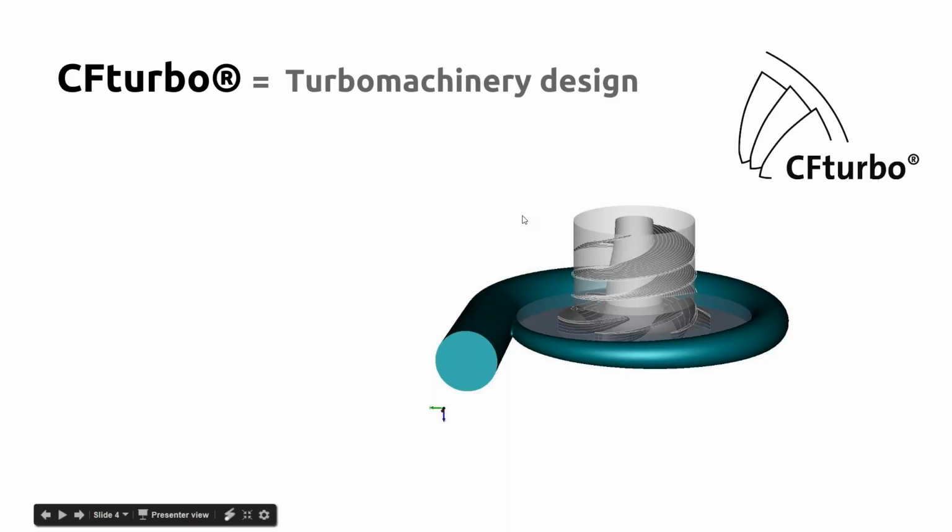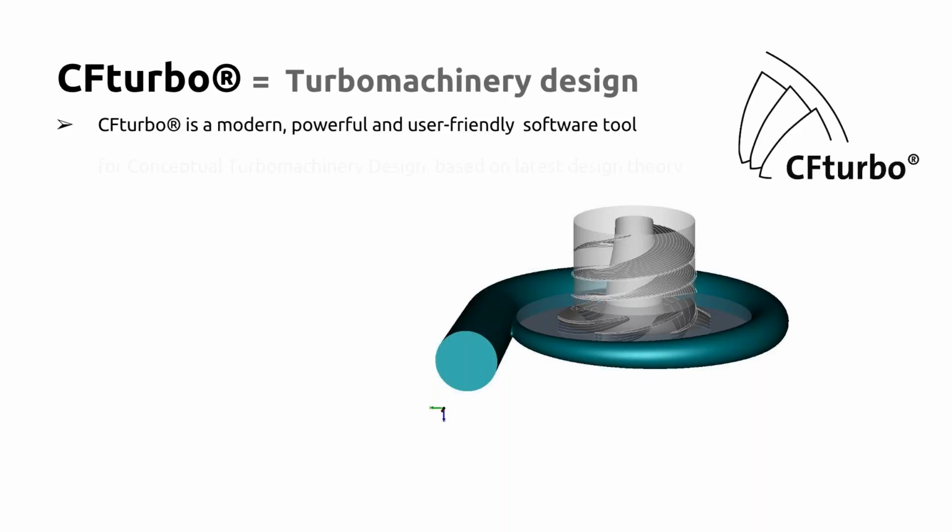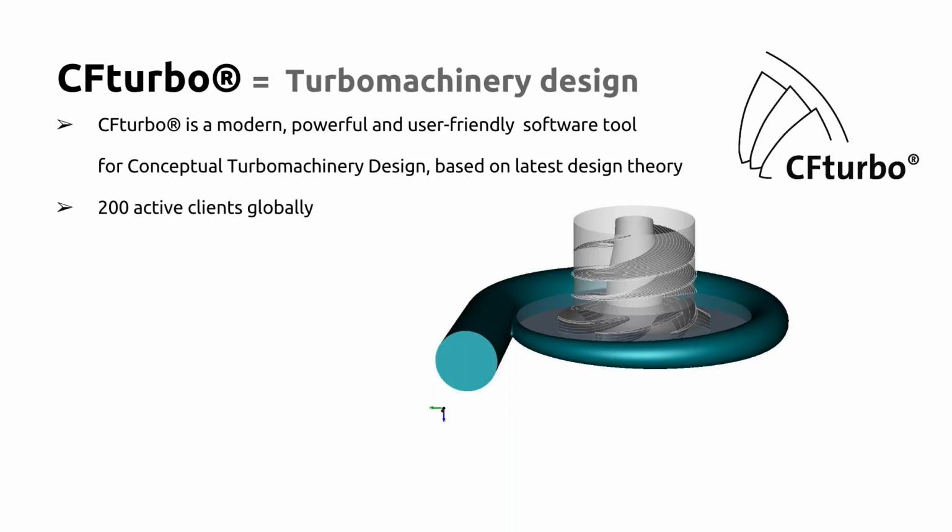Yes, I will. Okay, just briefly, CFturbo is a German-based company and has got 2 offices in Germany. One is in Dresden and one is in Munich. And we have also recently opened a US office, and that is based in New York City. Our main product is CFturbo, which is a conceptual turbomachinery design software, and it's dedicated to the design of any turbomachinery component you can think of, and it's based on latest design theory, very powerful, user-friendly, and so on.